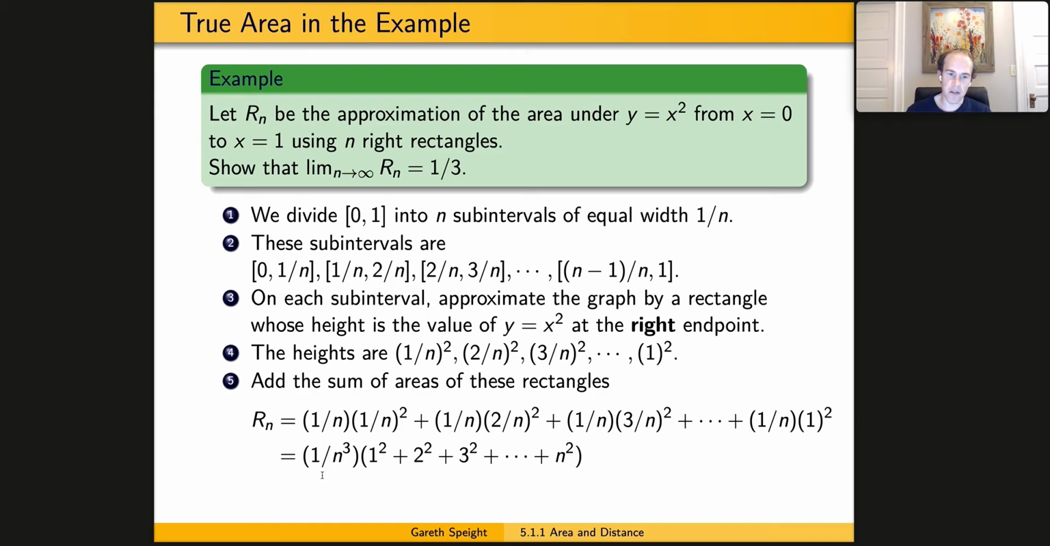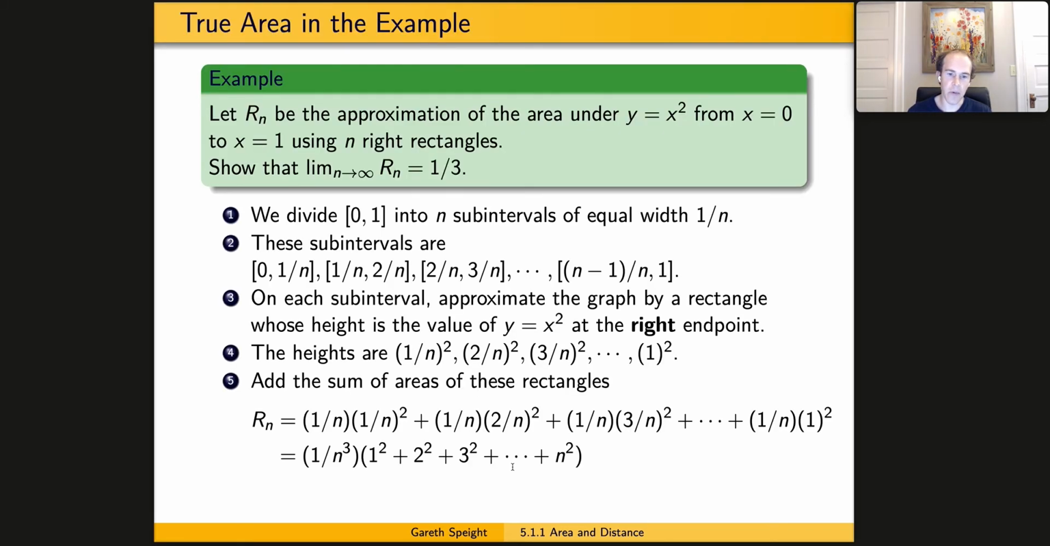So we can factorize out of the bottom an n cubed. You can trust me, if you do a little bit of algebra, you can rewrite this as 1/n cubed. And then we have the top, so 1 squared plus 2 squared plus 3 squared up to n squared. So we managed to come up with a formula for Rn. Now we need to somehow find the limit.